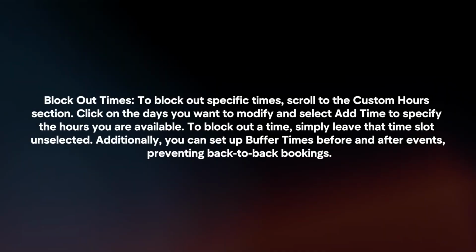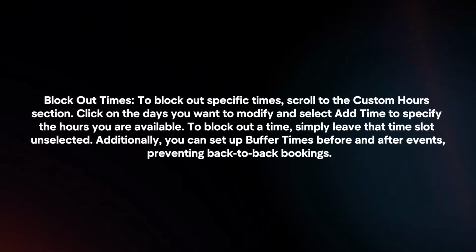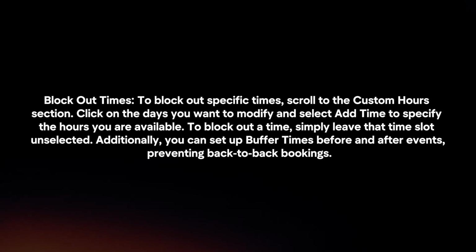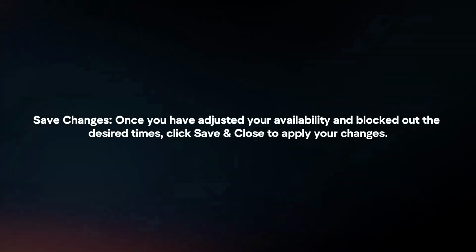Additionally, you can set up buffer times before and after events, preventing back-to-back bookings. Save changes. Once you have adjusted your availability and blocked out the desired times, click Save and Close to apply your changes. Review your calendar.